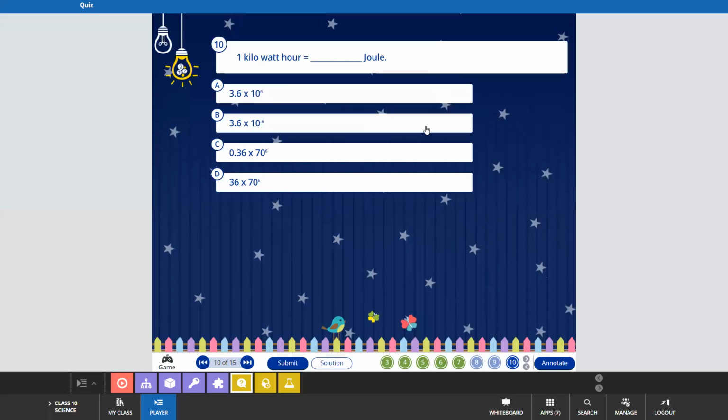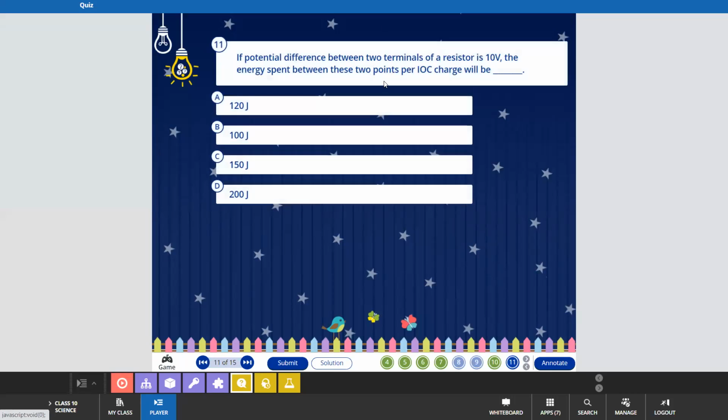One kilowatt hour is 3.6 into 10 to the power 6 joule. Option A. C also.